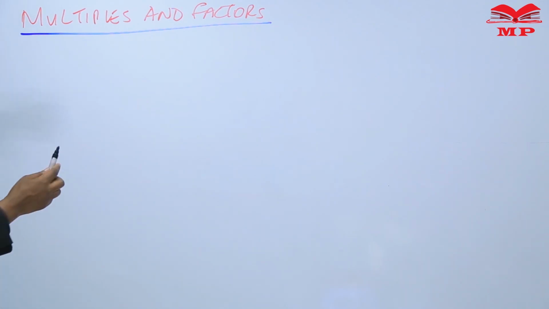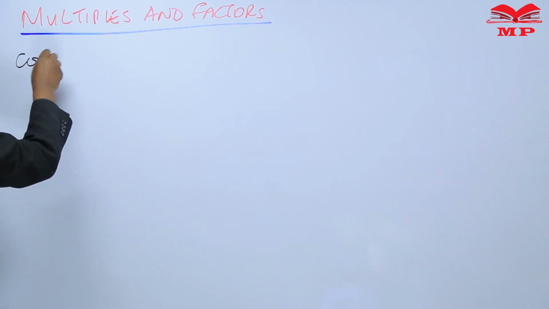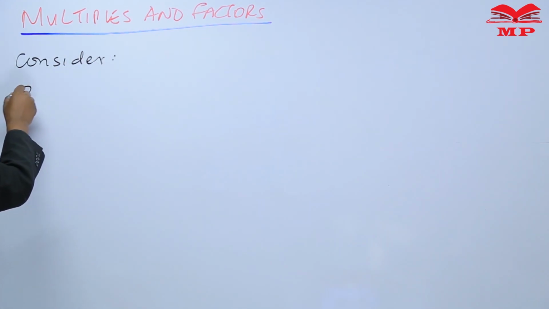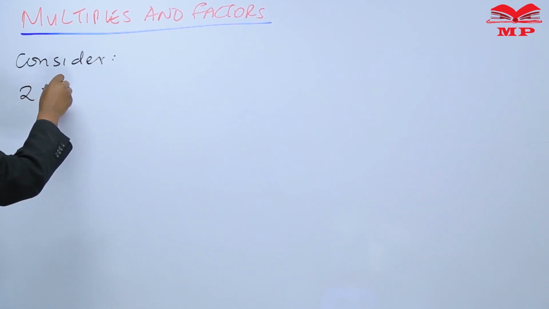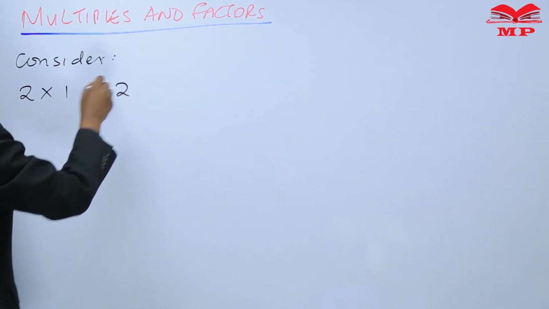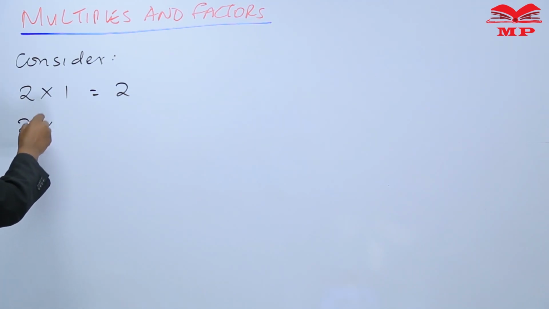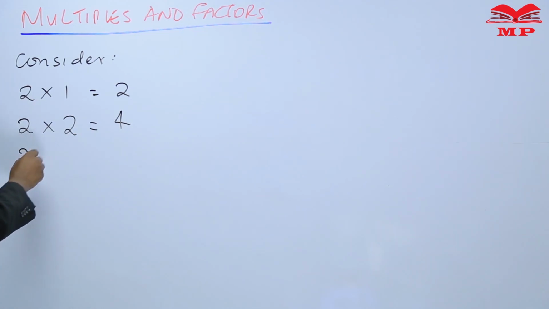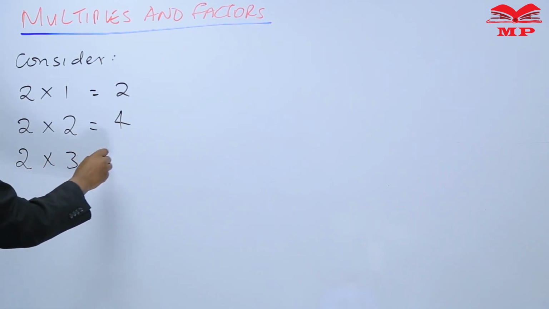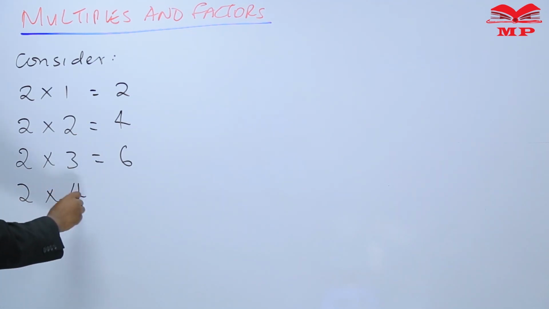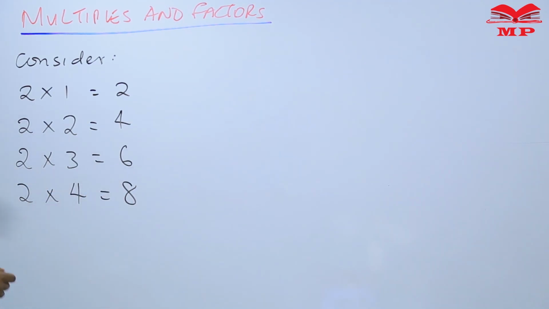I want us to start by considering 2 times 1. This is equal to 2. Then 2 times 2 is equal to 4. 2 times 3 is equal to 6. Then 2 times 4 is equal to 8.